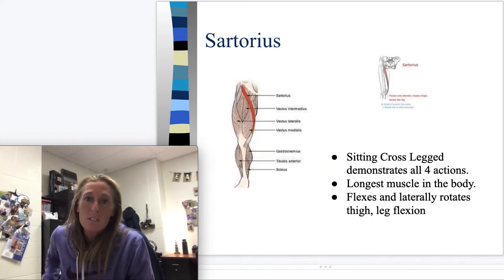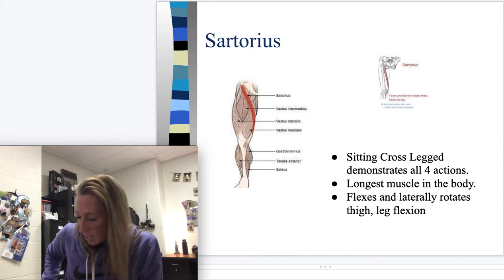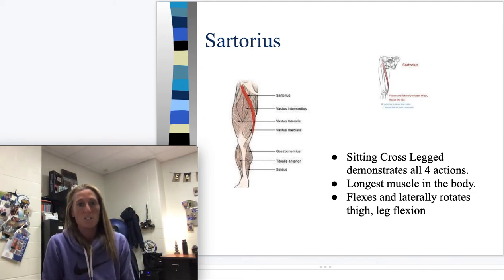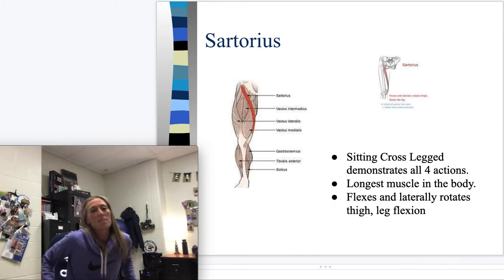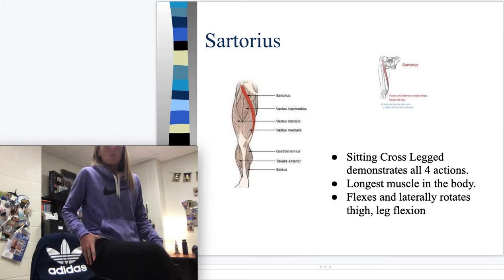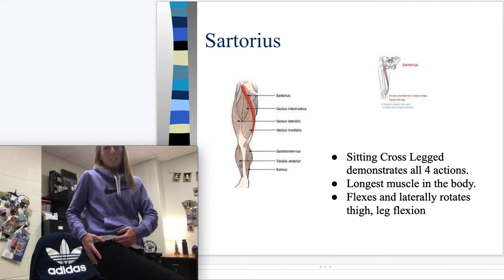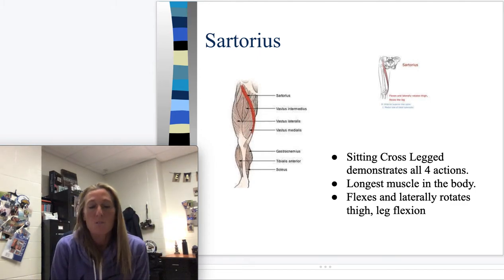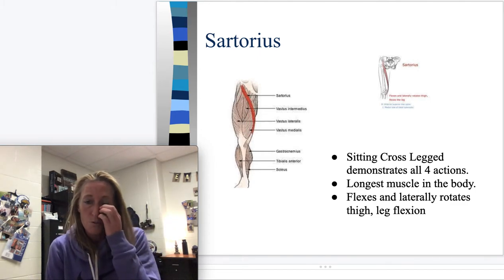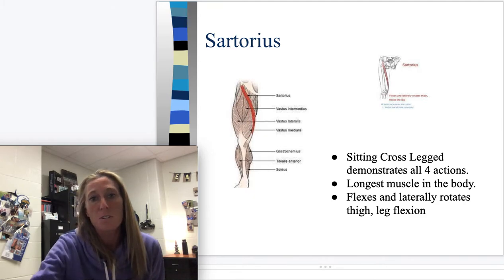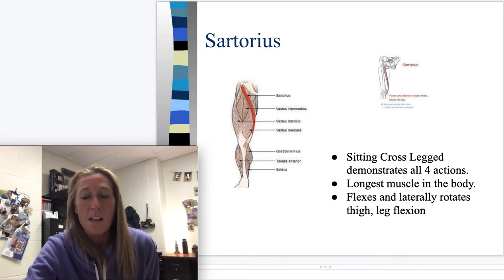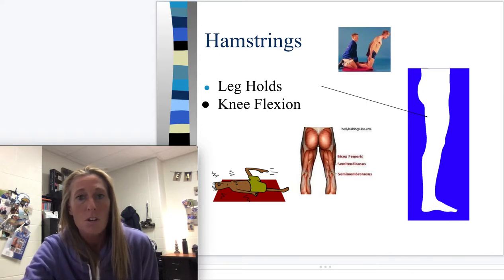The sartorius is the longest muscle, and it crosses your hip joint and it crosses your knee. If you were to sit in a chair and cross your legs, so you're flexing at the hip and you're flexing at your knee, then you are using your sartorius muscle. There are 4 actions there when you're crossing your legs. Flexes, laterally rotates the thigh, and leg flexion. Sartorius, the longest muscle.